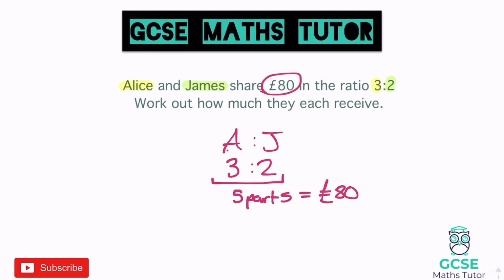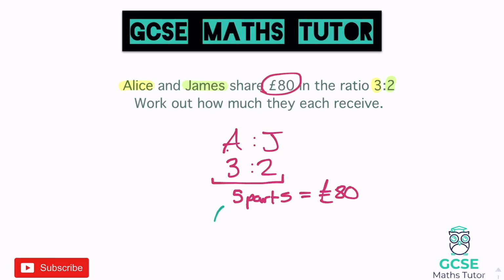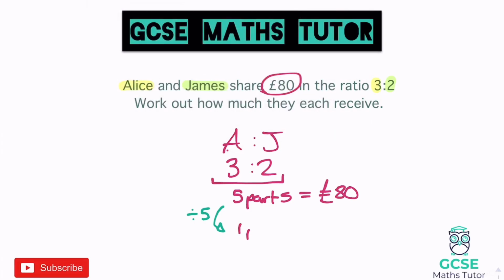So when it comes to any sort of ratio question, we want to know what the value of one part is. If we've got 5 parts that equal £80, we can get the value of one part by dividing by 5. So one part is going to equal 80 divided by 5, which is £16. So one part of this money that's being shared in this ratio is worth £16.